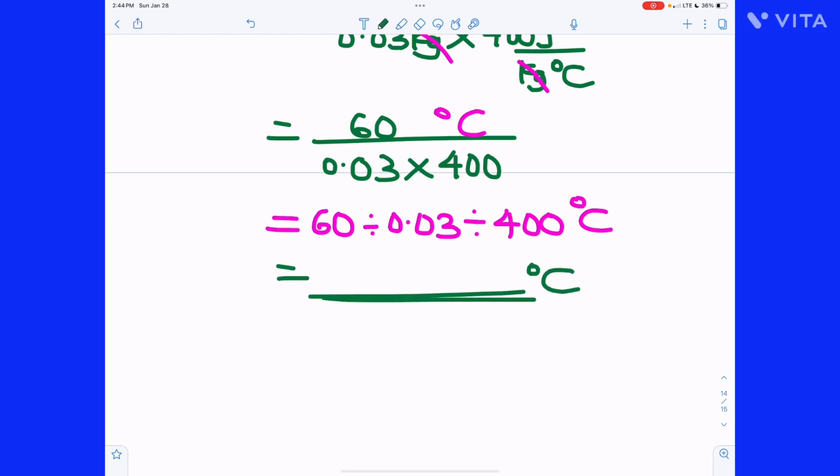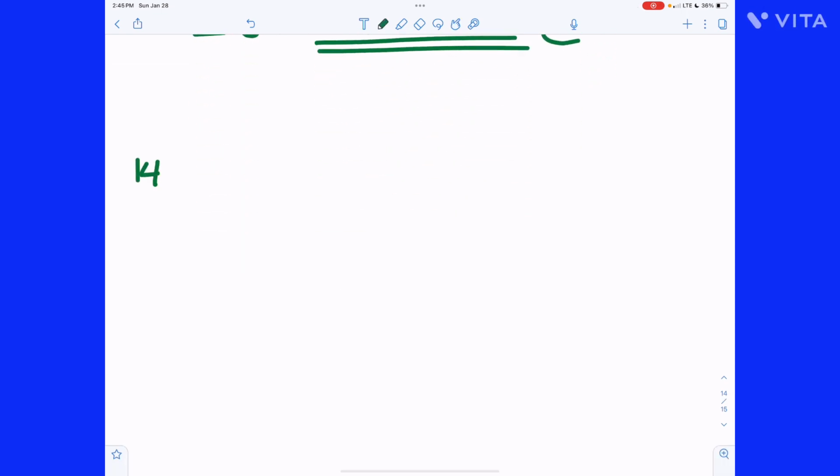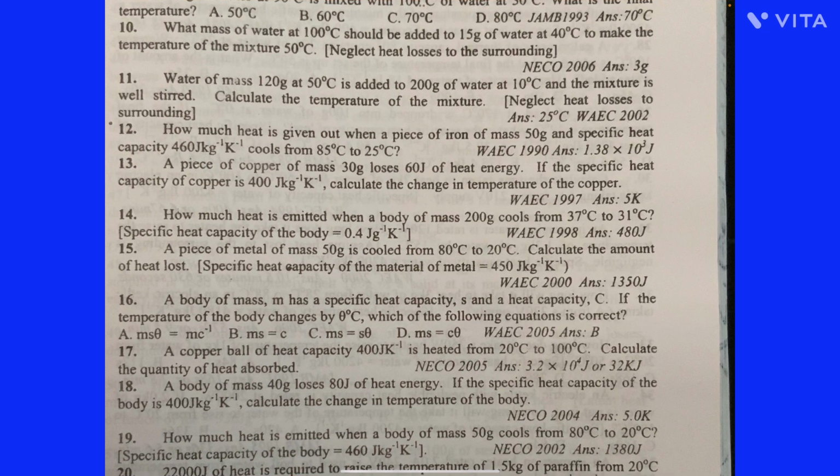Change in temperature in degrees Celsius, delta theta. Exactly. Let me make this neat. Okay, that ends question 13. Let's go to 14. We are getting close to where we take a break.